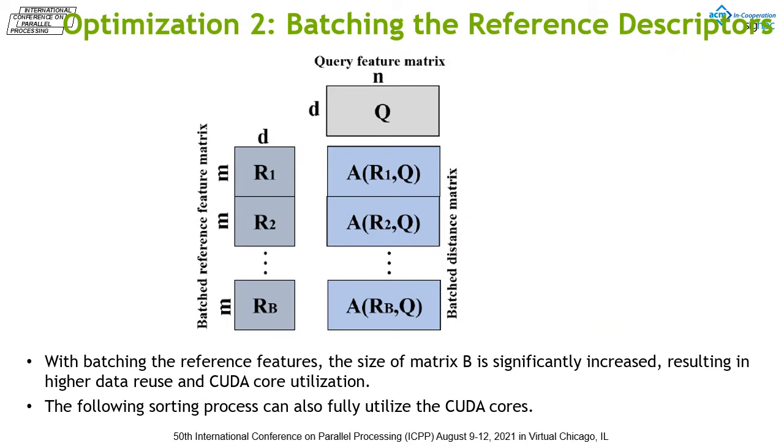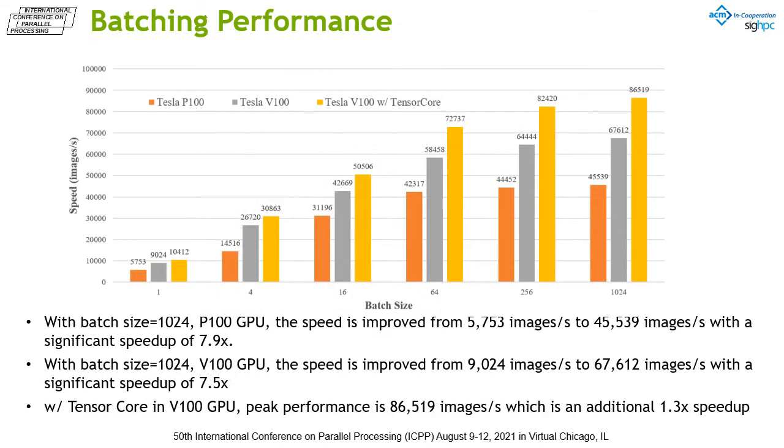So we batch the reference descriptors to increase the size of the matrix to achieve higher data reuse, which is very similar to batching in deep learning. This page shows the batch performance.